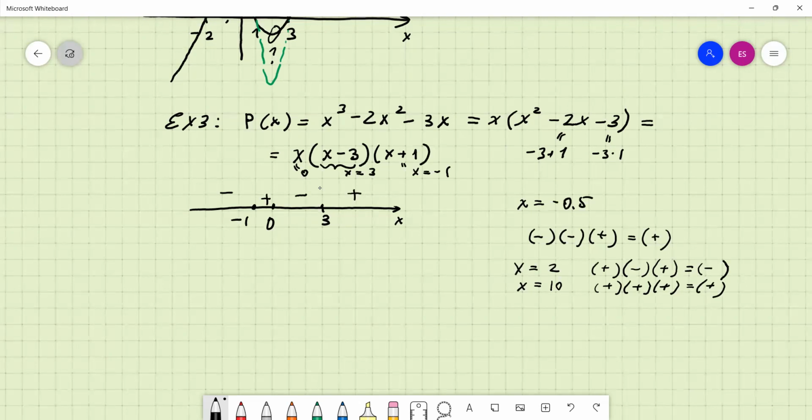Guys, I don't want to graph it on a coordinate plane. I'm just going to graph it right over here. So it's negative here, then it's shortly positive, then it's negative again, and then it's positive.